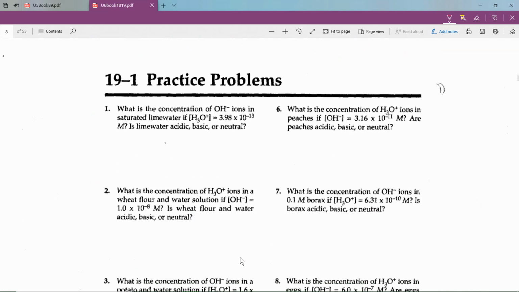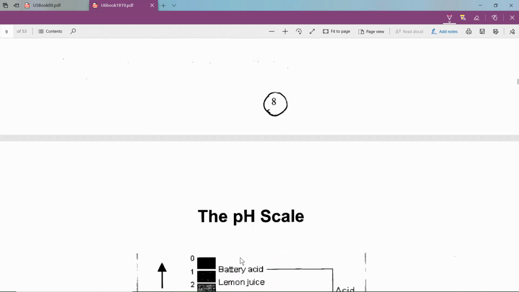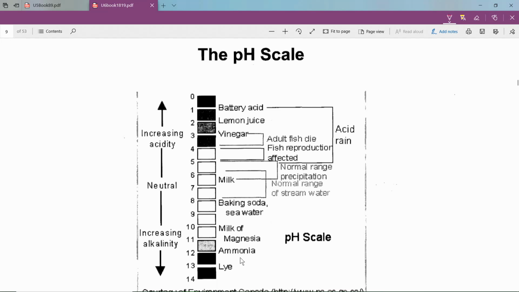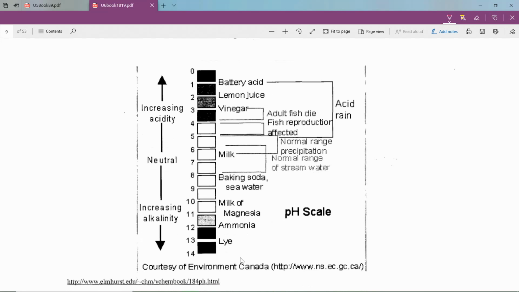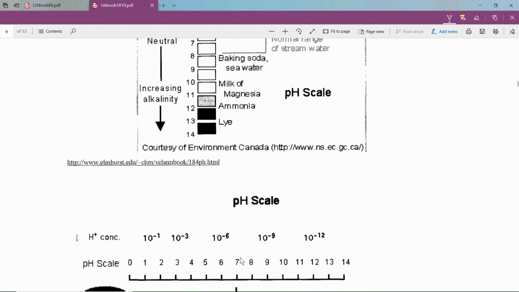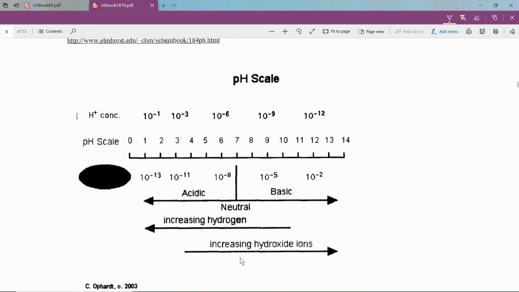So then I see here some practice problems. Just do the odd number ones on page 8. And then I get into the pH scale. I might as well talk about it since we already have. So here I see some chemicals that are acidic, battery acid, lemon juice, vinegar, those are all acidic. Milk is slightly acidic, and then you've got baking soda, milk of magnesia, ammonia, lye. Those are basic. And here we have another scale, which we've talked about before.